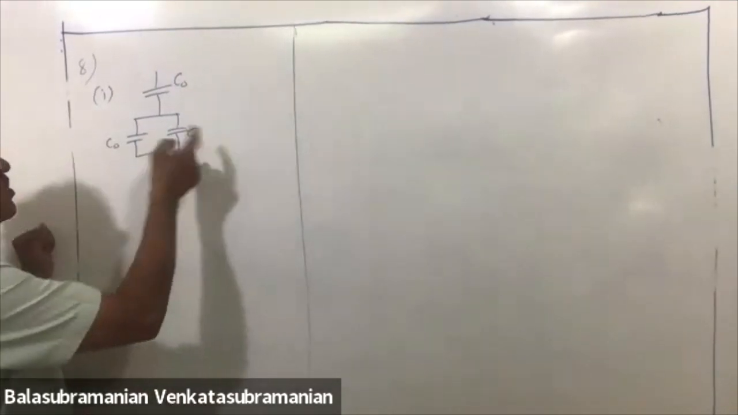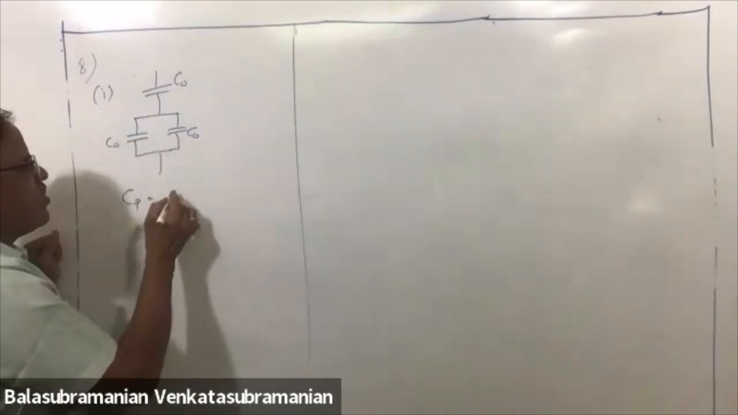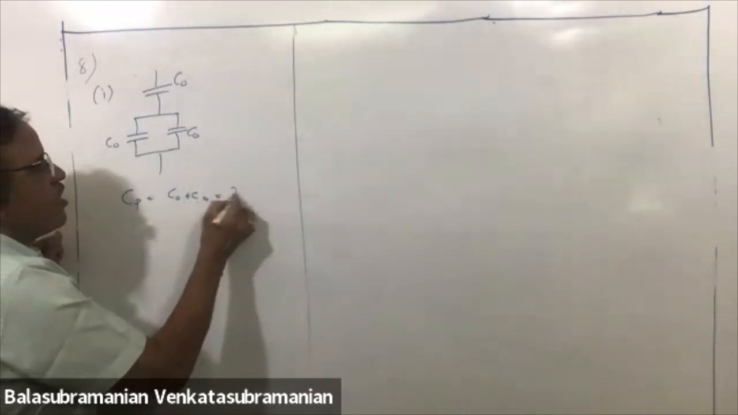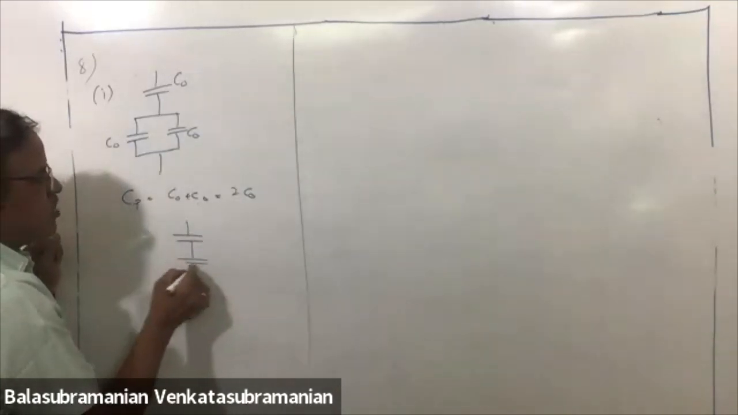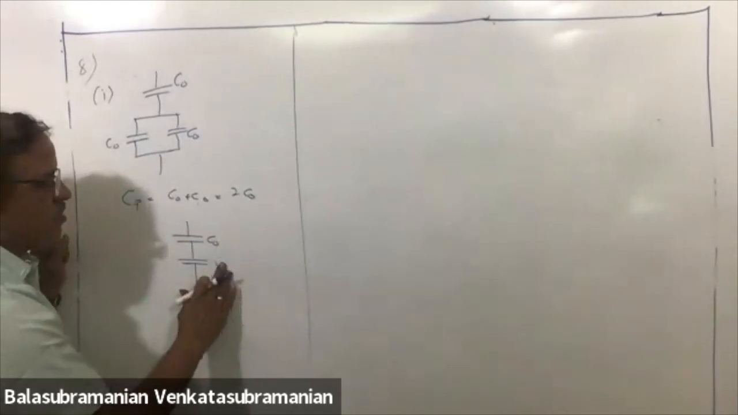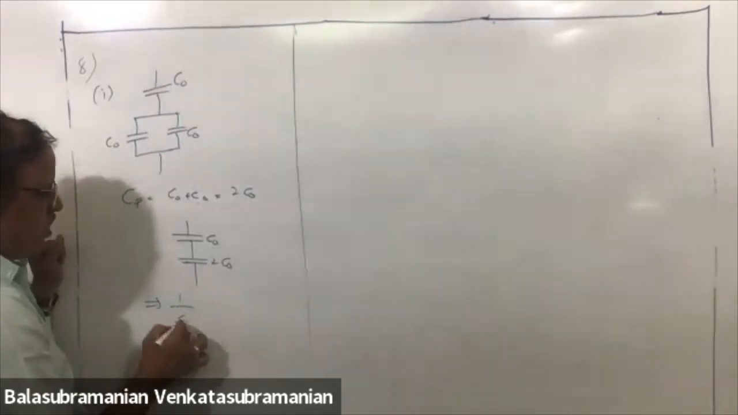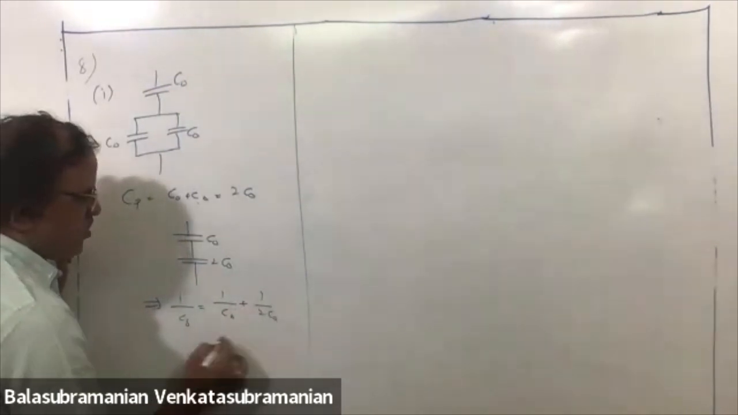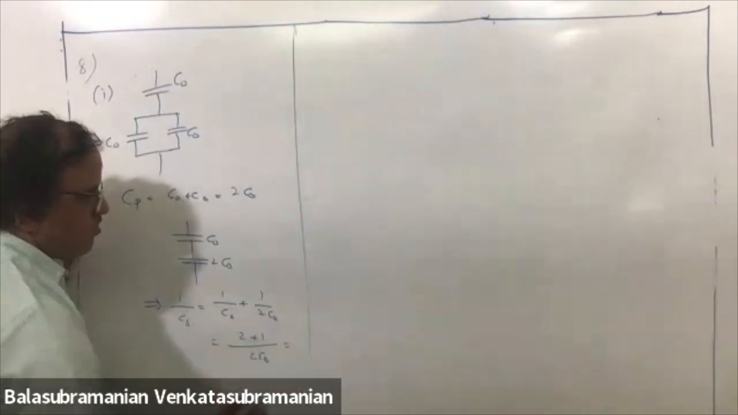First we'll finish off this. C0 and C0, they are parallel, so I can write C1 plus C2, so it will be 2C0. Then this C0 and this 2C0 will be in series. Implies 1 by CS is equal to 1 by C0 plus 1 by 2C0. 2C0 is common, 2 plus 1.